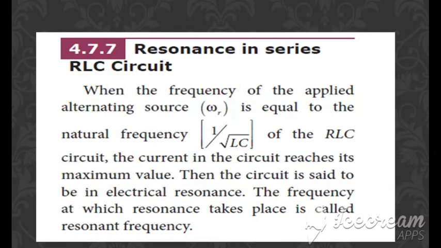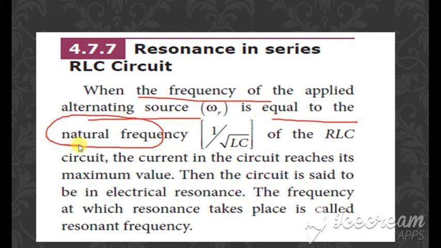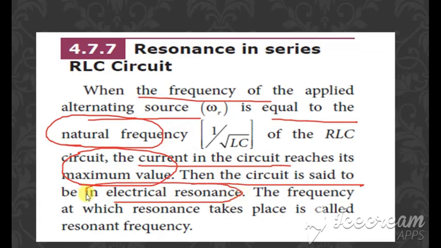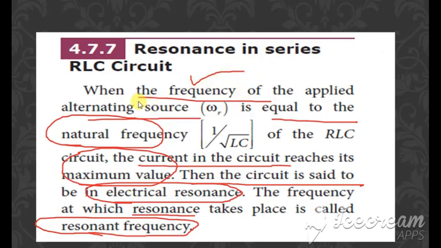What is meant by resonance is, when the frequency of the applied alternating source is equal to the natural frequency, then the current reaches its maximum value, and that circuit is called an electrical resonance, and the frequency at this resonance is called the resonant frequency. Clear? When the frequency of the alternating source is equal to the natural frequency. So what frequency are you applying?